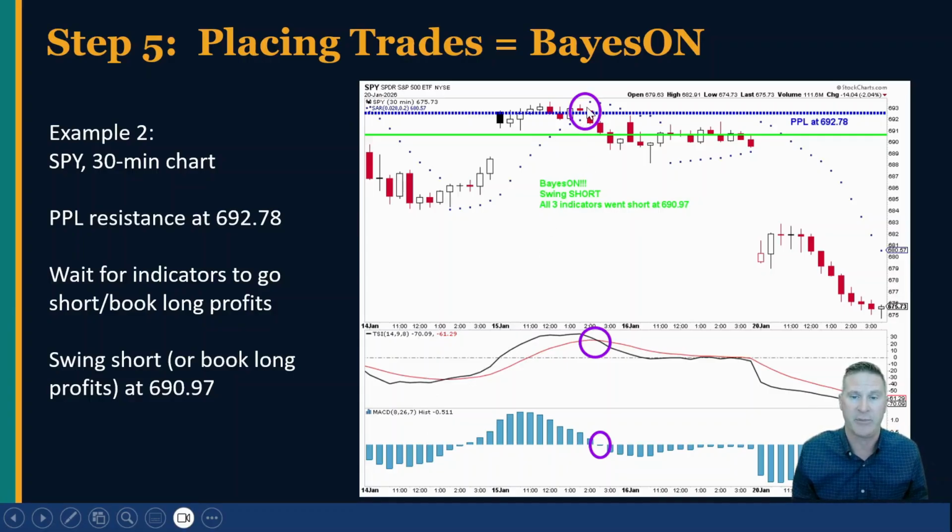And we can see here that Parabolic SAR flipped, take one tranche. RSI or TSI flipped, take another tranche. And then we can see over here that the MACD histogram flipped, and now we're fully based on. And off we go, and off we're running.